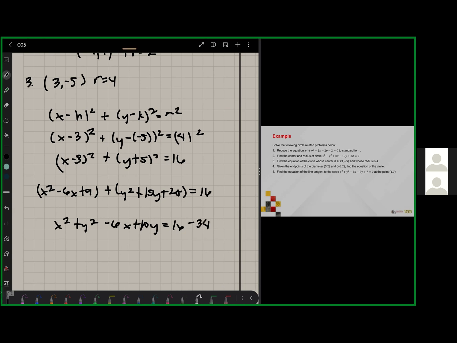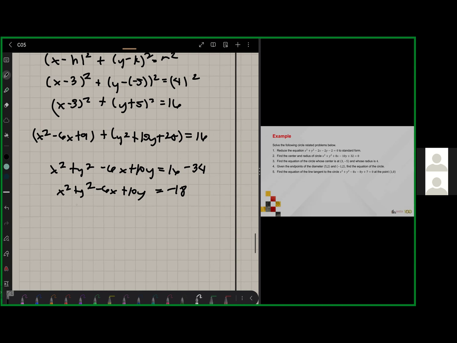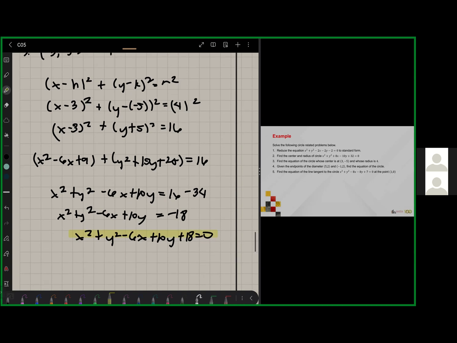Next, we will get x squared plus y squared minus 6x plus 10y is equal to negative 18. You can rewrite negative 18 to the left side. We get x squared plus y squared minus 6x plus 10y plus 18 is equal to 0. So now we have our general form and our standard form of our equation. So that's how we write the standard and general form of the equation of a circle.